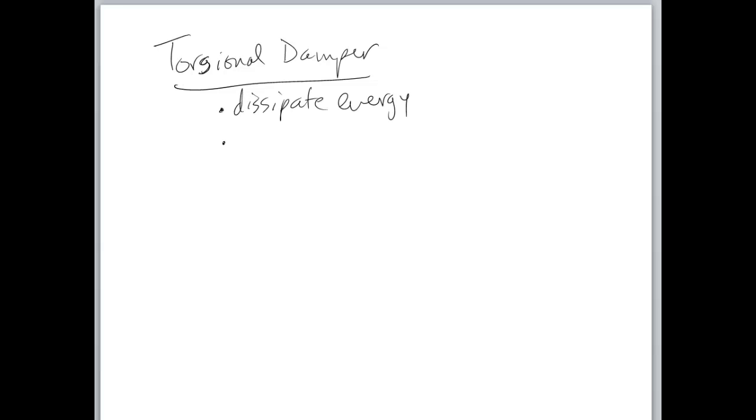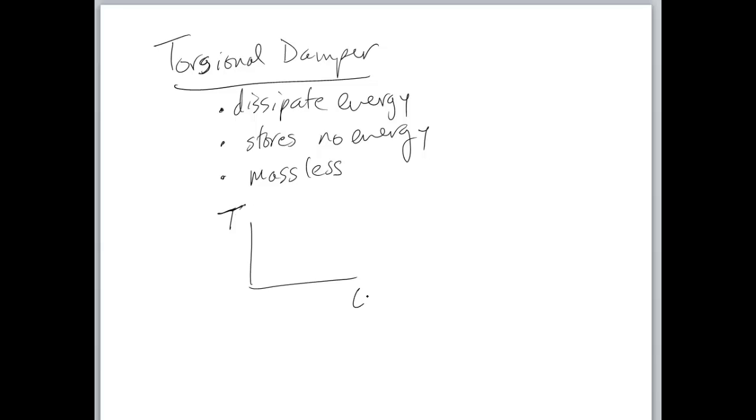Okay, so let's talk about a torsional damper. A damper is going to be an element that's going to dissipate energy, and it doesn't store energy. We'll also make the assumption here that it's massless. In this case, if we plot the torque as a function of the angular velocity, then the slope will be B, which is the damping coefficient.